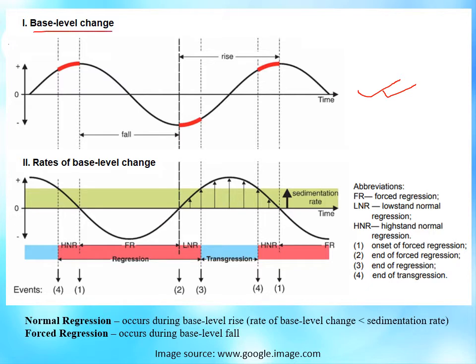So with this base level change curve or the sea level change curve, why is it called the base level change curve? Because the mean sea level is the lowest level, or base level, up to which erosion occurs. So that is why it is called the base level of erosion, and the curve is called the base level change curve.